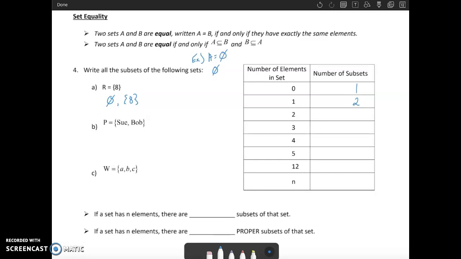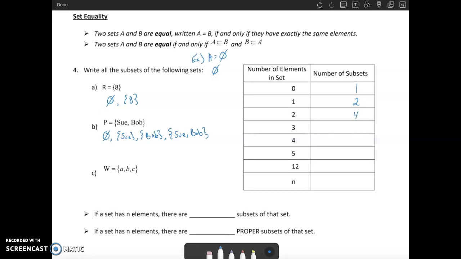Okay, what about the set P with the elements Sue and Bob? Let's write subsets of that. Well, we would have the empty set by definition. We could have the set that just contains Sue. We could also have the set that just contains Bob. And we could have the set that contains Sue and Bob. And that would be it. So if our set has two elements in it, there end up being 4 subsets.